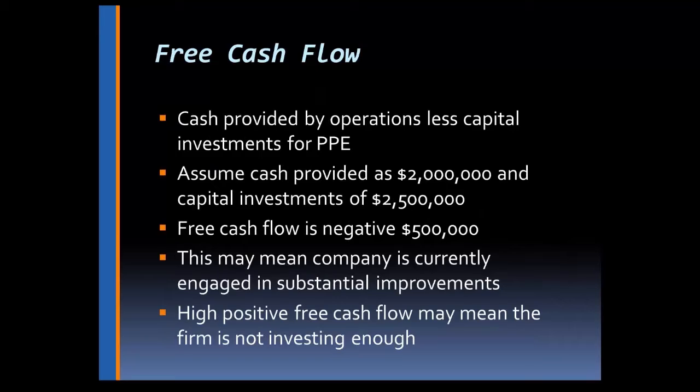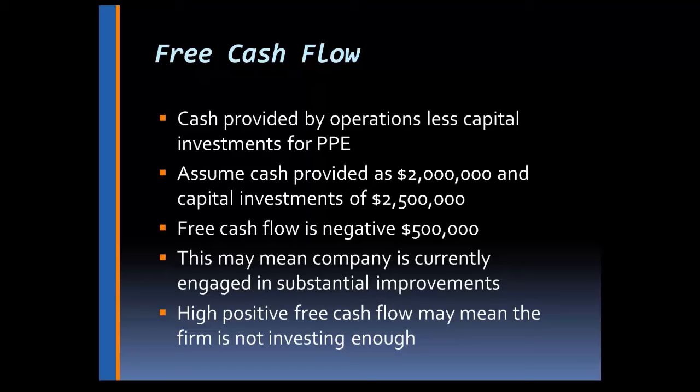Now, free cash flow: we're talking about cash provided by operations less investments in property, plant, and equipment. So let us assume that cash thrown off by operations was $2 million and we had capital investments of $500,000. This means that the free cash flow is actually negative because we're investing more cash than is being provided by operations. So it would indicate that we've had to go outside and either borrow this money or sell stock to raise this money, because that's the only other source we can use to get the money to increase the property, plant, and equipment.